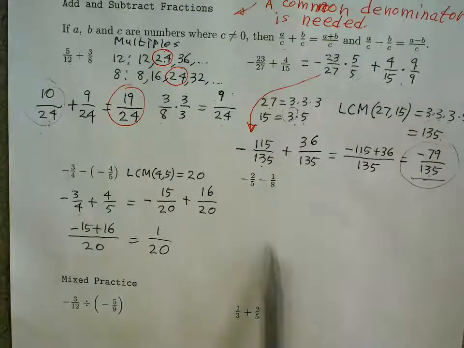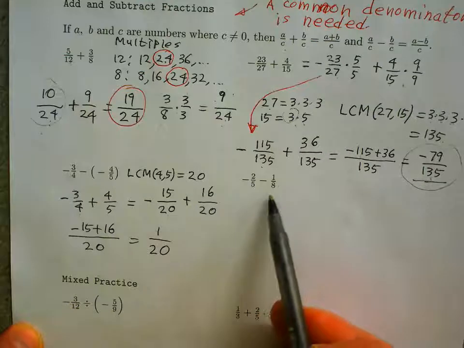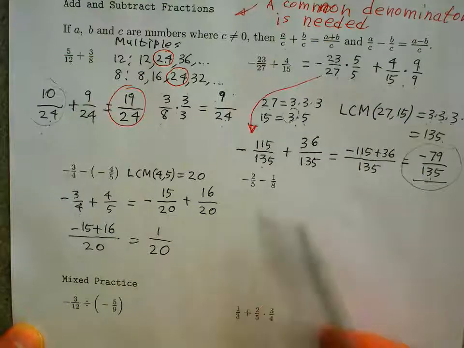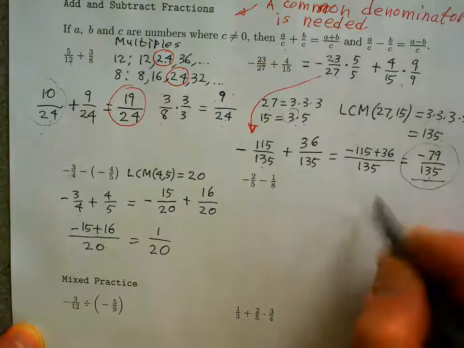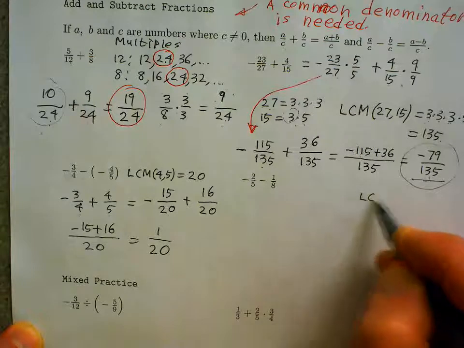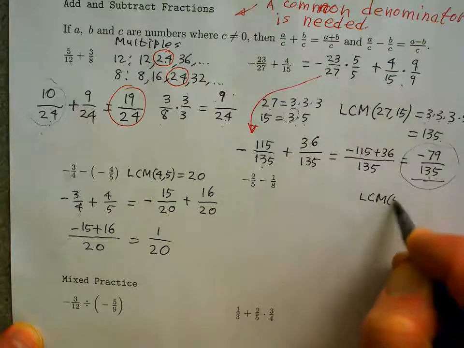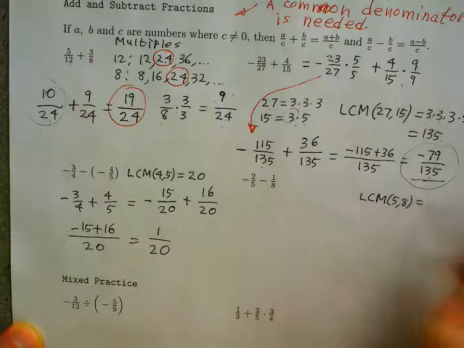Okay, the next one, negative 2/5 minus 1/8. Before we can subtract a fraction from another fraction, we have to have a common denominator. The least common multiple of 5 and 8 is 40.